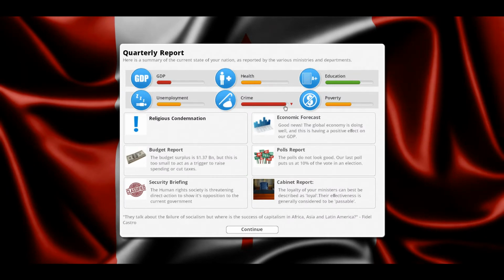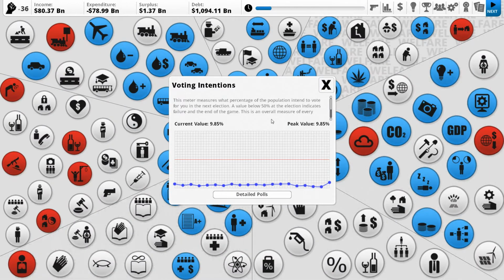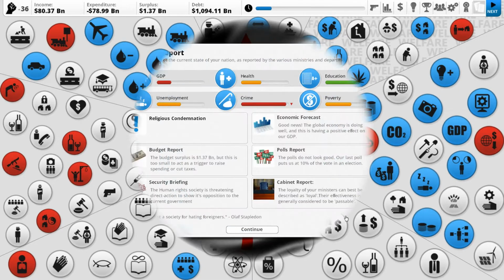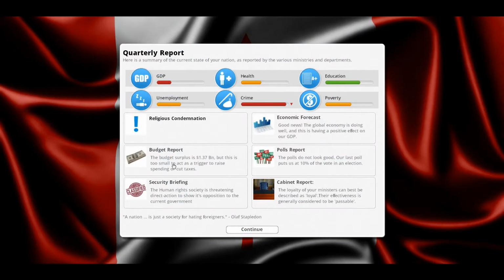Our crime's gone down a little bit. That should just continue happening gradually, turn to turn, as our policies get put into place. And though our polls do not look good, we're actually at 10% for our popularity. So we're improving. Let's take a look. We're still at a surplus of 1.37 billion.